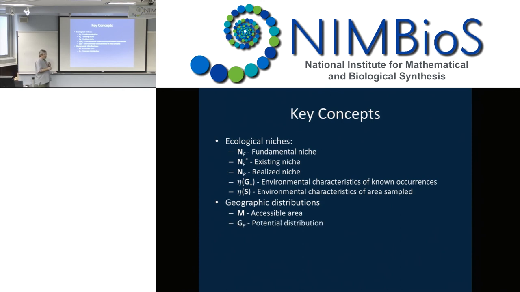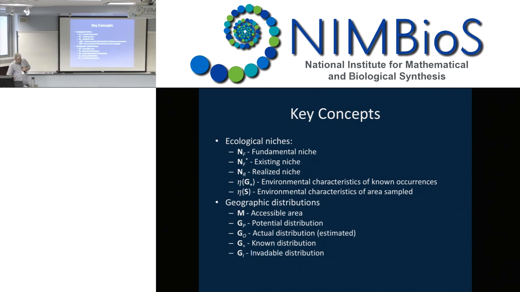Where A and B overlap is the potential distribution. It's essentially the geographic area that the species could occupy if access were universal. We have the three-way overlap of B, A, and M, which we can call the occupied or actual distribution. We're going to use this notation to signify essentially the sites where the species is known. And then the part of the potential distribution that's not within the actual distribution is the invadable distribution. So that's not all of the niches and distributions that we could talk about, but it's some of the more important ones.